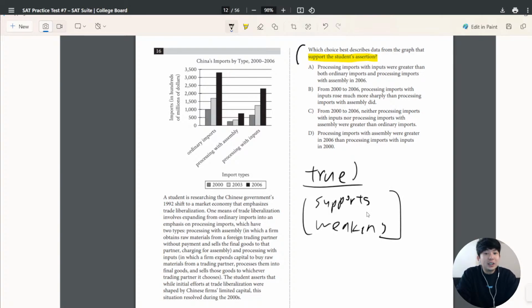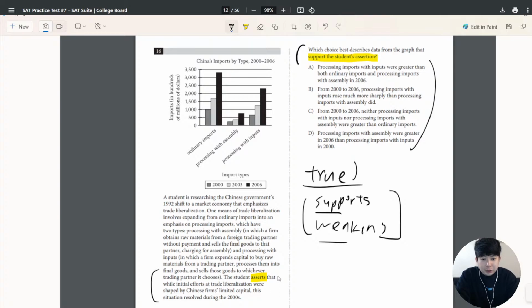If it's these, then I have to check: out of the 4 choices, there's probably going to be 2 answers that are just wrong numerically, and 2 answers that are right numerically, and then I have to check which one does a better job of supporting or weakening. Okay, so that's the case here. I need to support the student's assertion, so almost always the assertion is right here, yeah?